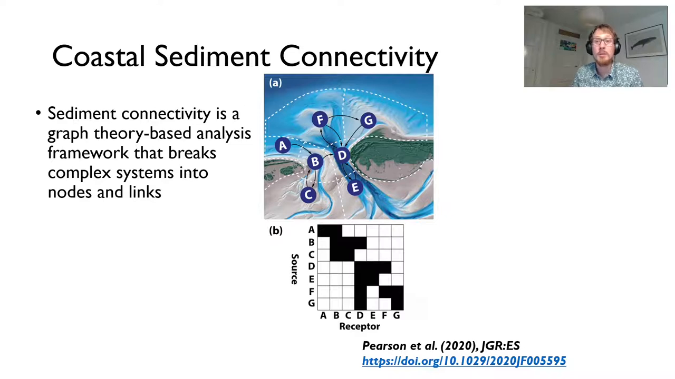Well, we can do this using sediment connectivity. Sediment connectivity is a graph theory-based analysis framework that breaks down complex systems, like the pathways I showed you, into a series of nodes and links. I've schematized the inlet here into a network diagram. And below this, we have the corresponding matrix, which mathematically represents the network above. For instance, if we consider source B over here, we see that it feeds into receptors C and D. And that corresponds to these arrows here.